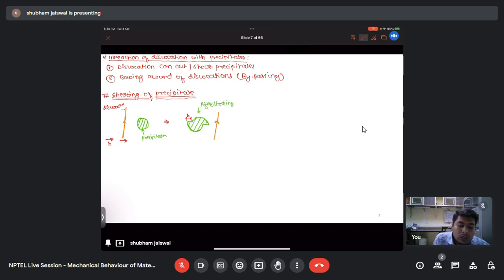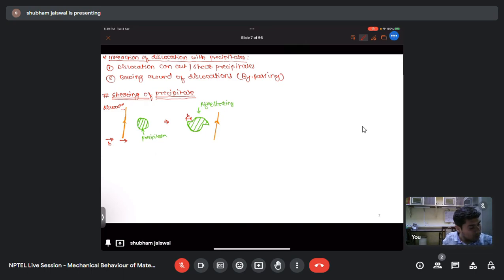There are some factors that affect the ease of cutting. This ease of cutting depends on various factors, like the coherence strain associated with the precipitate and the matrix, then the stacking fault energy, then whether the precipitate is of an ordered structure, and the modulus effect, and similarly the interfacial energy and the lattice friction stress. So these are the factors that affect the ease of cutting of precipitates.